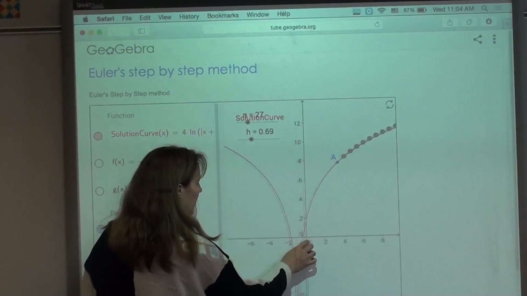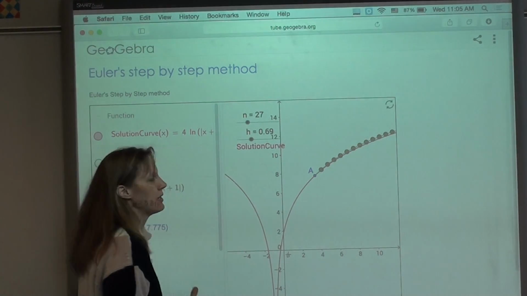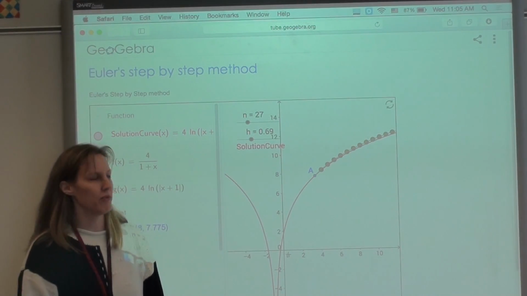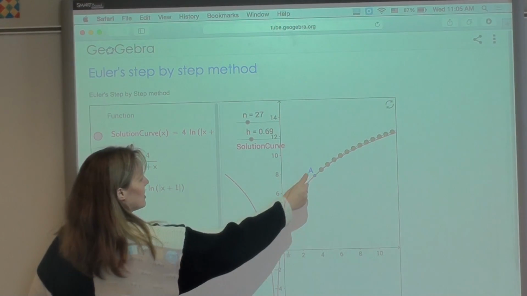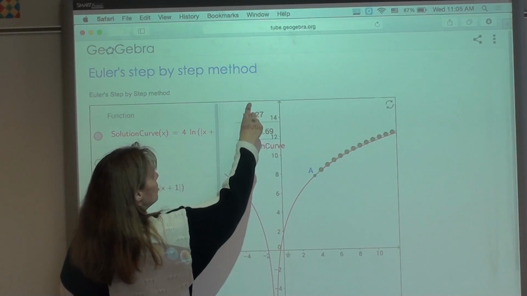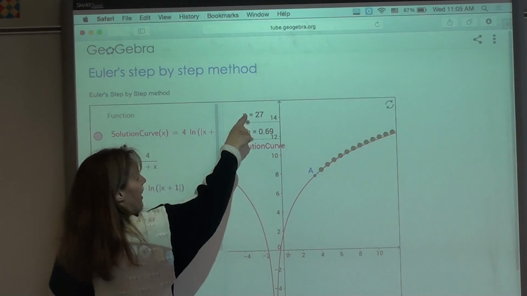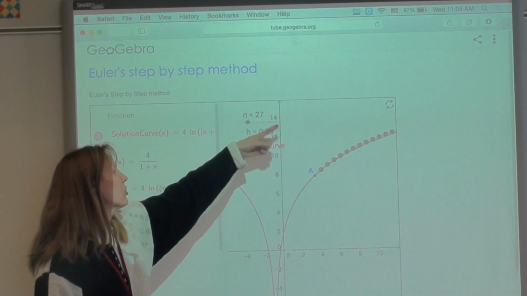There we go. Okay, so the red lines are the true solution to some differential equation. And these little dots here represent the approximations to the solution of the differential equation. So when you have a problem, you're going to get a starting value. In this case, it's where the point A is. You'll be told how many times to do this. This n represents the number of iterations that you're going to be doing. So on this program, they use 27.